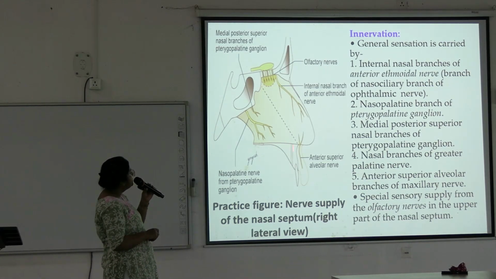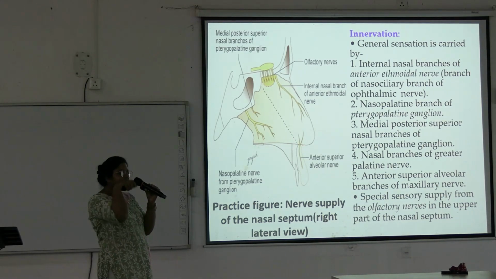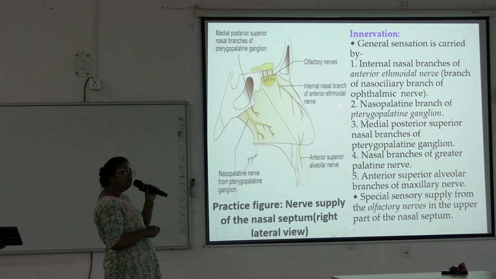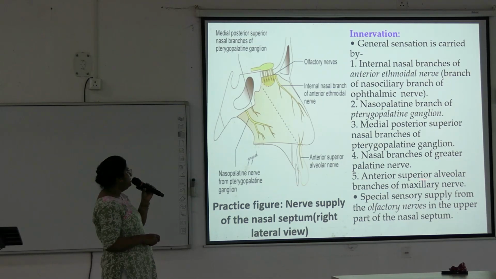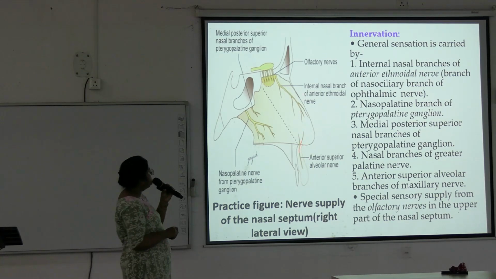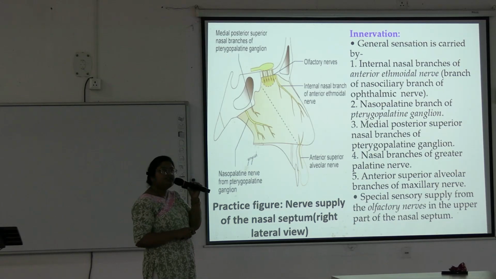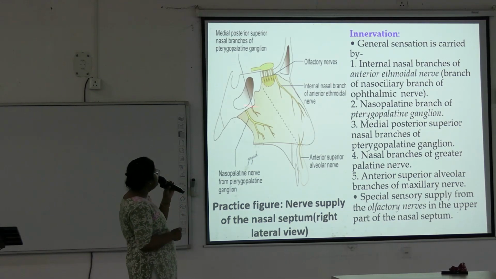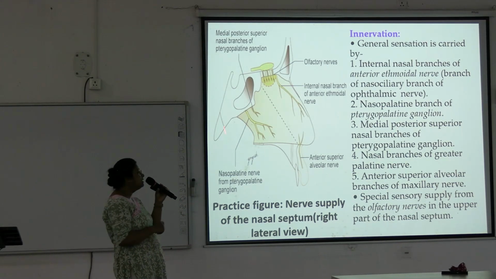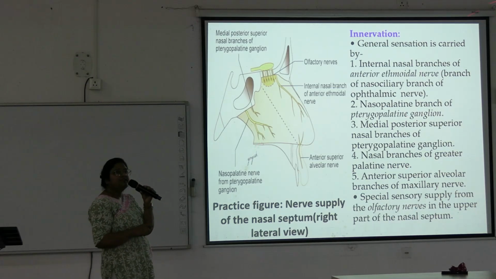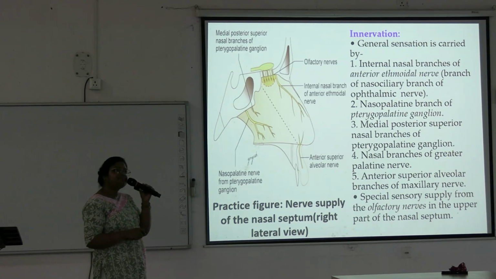Here will be the greater palatine nerve passing through the incisive canal, and the anterior superior alveolar branch of the maxillary nerve. All these are carrying the general sensation from the nasal septum from different areas. Okay, you can see the location of the nerves in this picture.